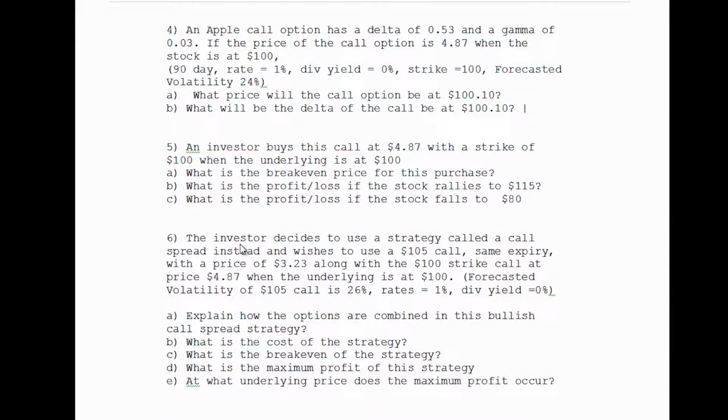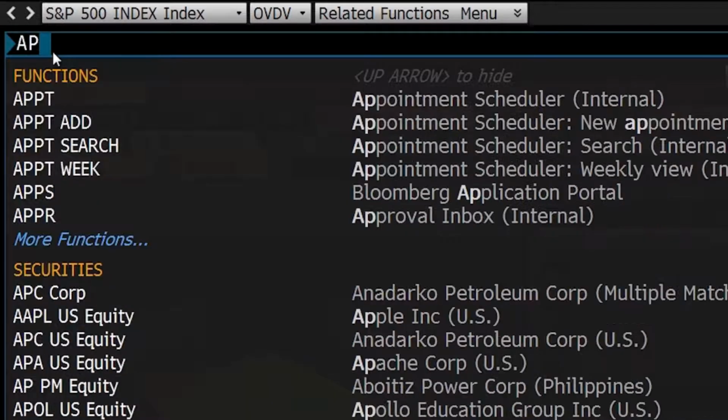Hello, and welcome to Part 2, Option Pricing in Greeks 102. We're going to answer questions 4, 5, and 6 now. You can see an example of the questions in front of you. You should have your own copies.